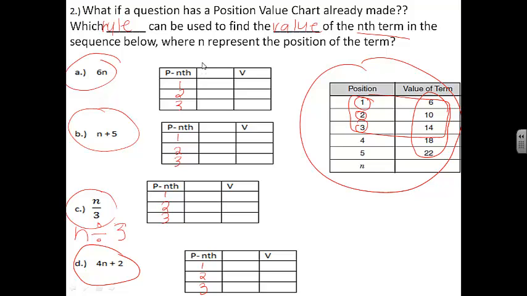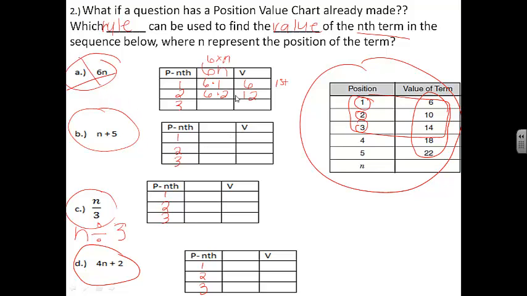So in this case, the rule is going to go right in the middle, so this is 6n. Remember, what does a variable next to a number mean? Very good. 6 times n. Okay, now I want to see if these answers match this. So 6 times 1 is 6. This is my first term. Okay, 6 times 2 is what? That's 12. Does that match this 10 over here? No, so this is not my right answer.